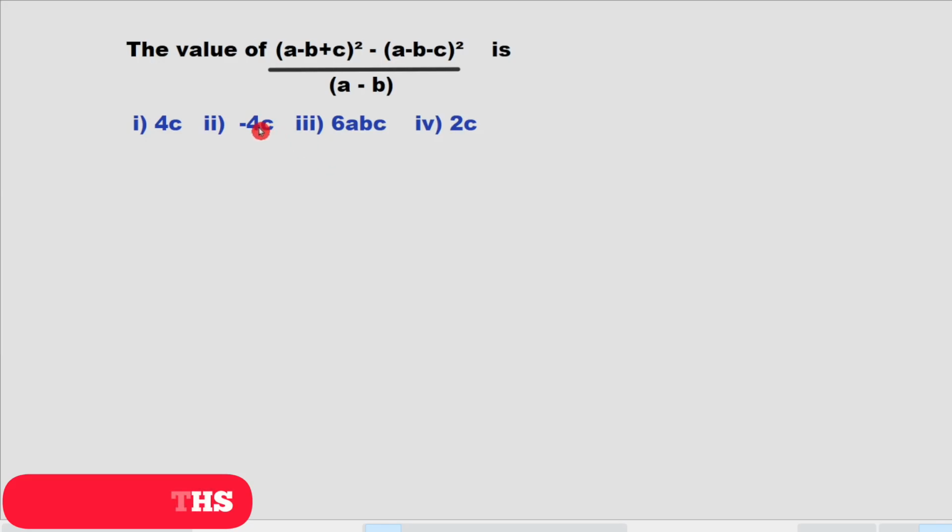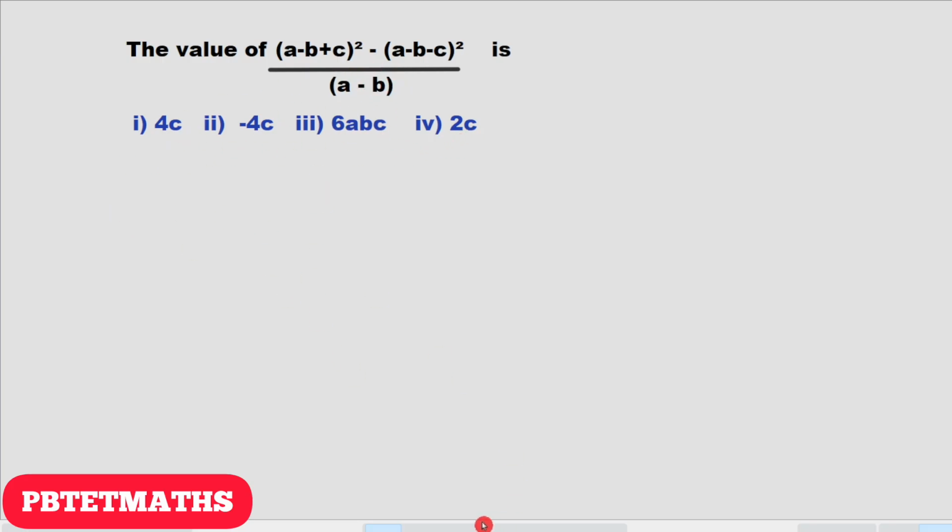Hello everyone. Here in this problem, we need to find out the value of (a − b + c)² − (a − b − c)² divided by (a − b). The four options are +4c, −4c, 6abc and 2c. We have to select which is the correct answer.